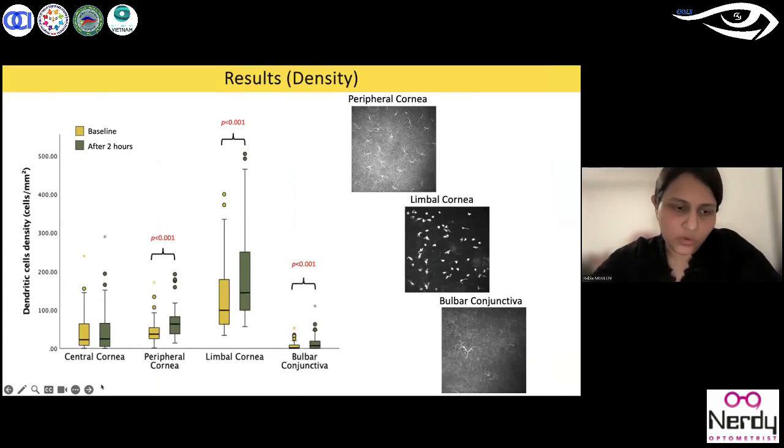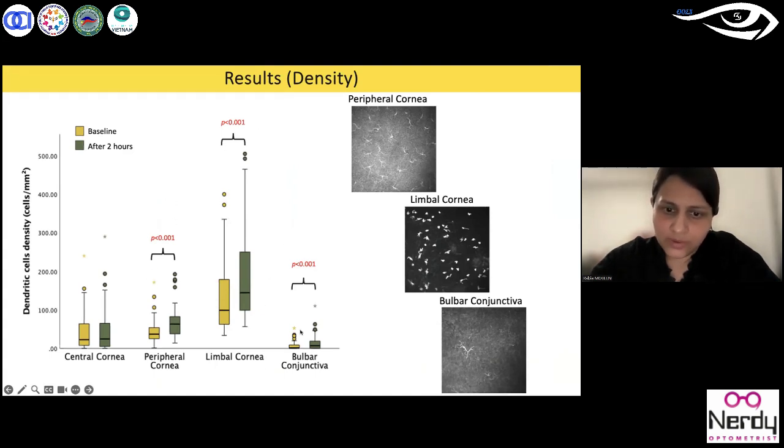This box plot is showing the density. The yellow is showing baseline and green is after contact lens wear. You can see here at the central cornea, there was minimal or no change in density. The cells were not increasing in number, nor were they decreasing. But in the peripheral cornea, cells significantly increase in density. And when we move to the limbal cornea, there were similar results.